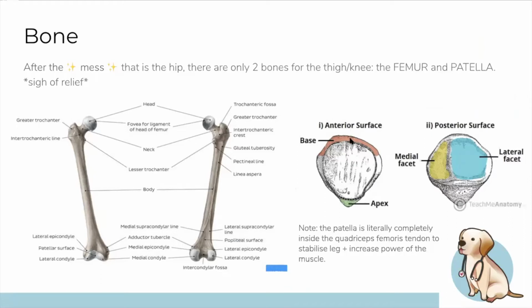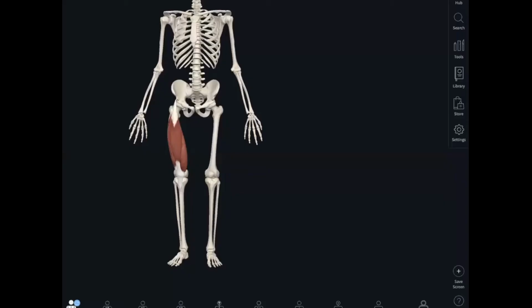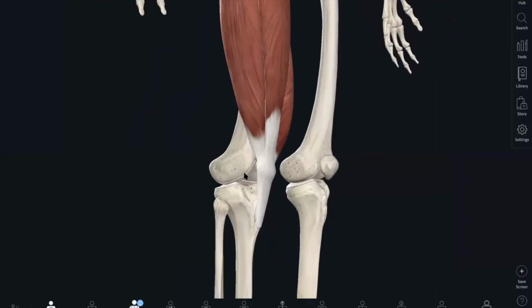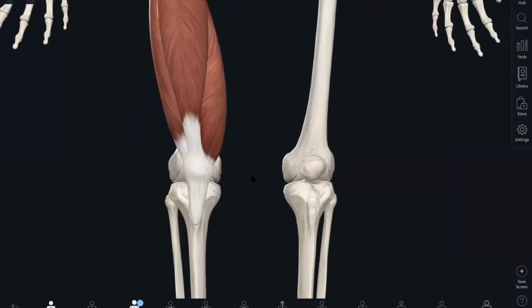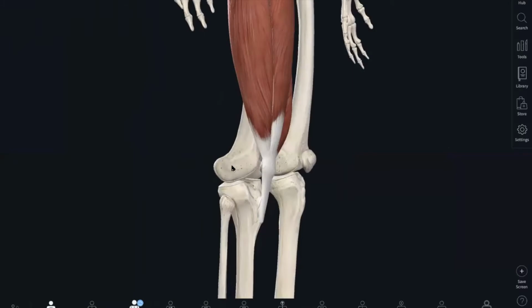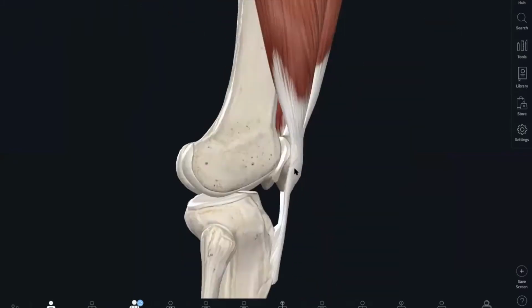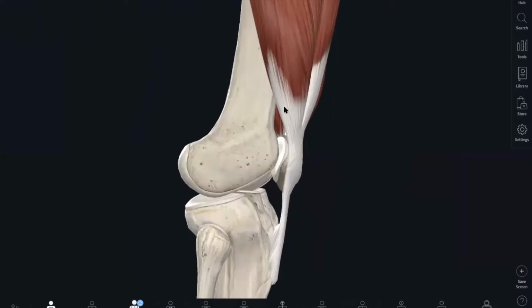Basically, we have a base at the top and an apex at the bottom, which is very confusing, but the apex is pointy, so I guess that's why we do that. And if we flip it over, we have a medial facet and a lateral facet. Okay, so as you can see over here, the patella is completely covered in the quadriceps tendon. And basically this is really good because it adds stability and it makes the joint more strong and able to have a wider range of motion, but it can cause other issues that we'll talk about in a second.